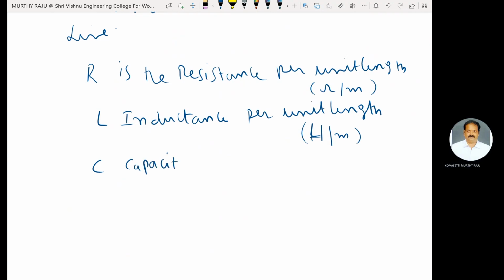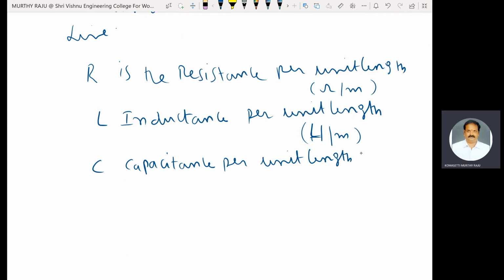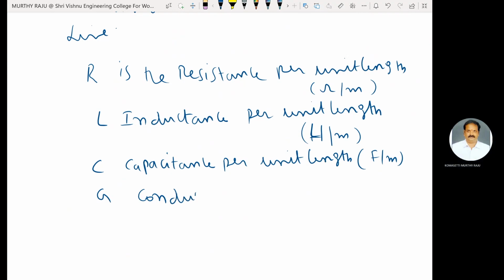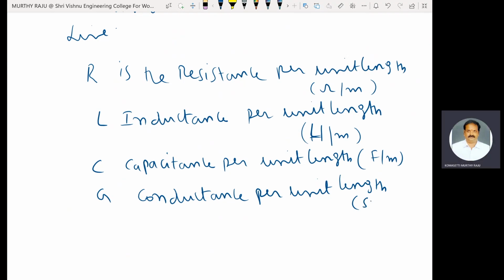C is the capacitance per unit length, farad per meter. G is the conductance per unit length, Siemens per meter. These are the primary constants.